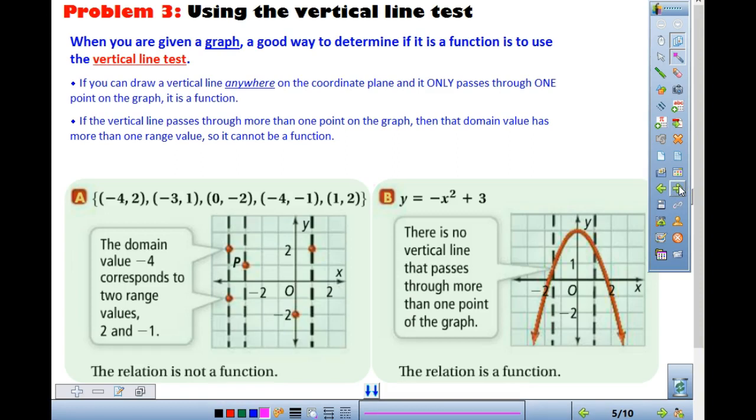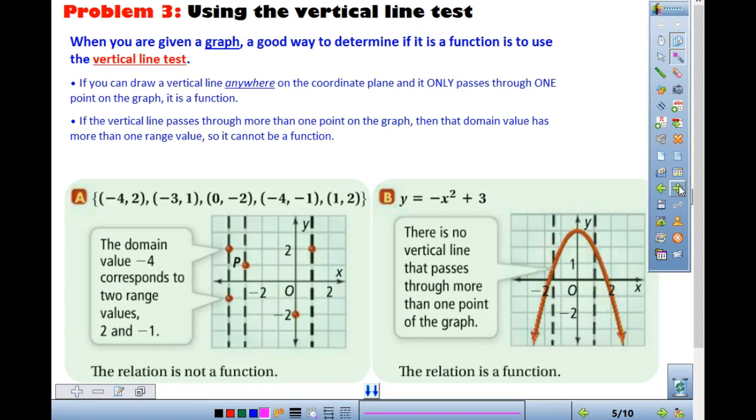On the next page down, it says using the vertical line test. The vertical line test is a great thing. It says when given a graph, a good way to determine if a function is to use a vertical line test. If you draw a vertical line anywhere on the coordinate plane and it only passes through one point on the graph, it's a function.